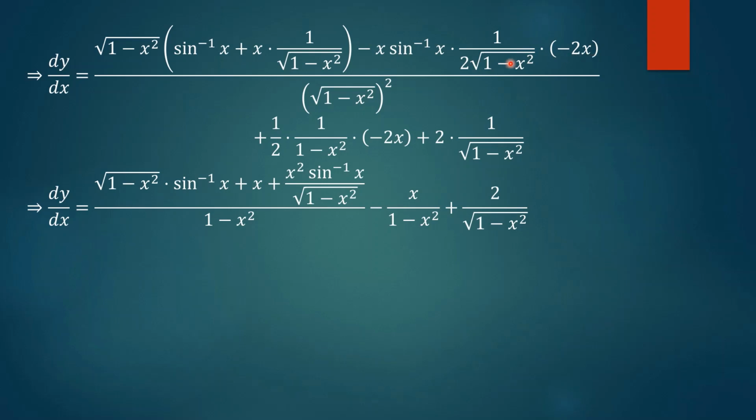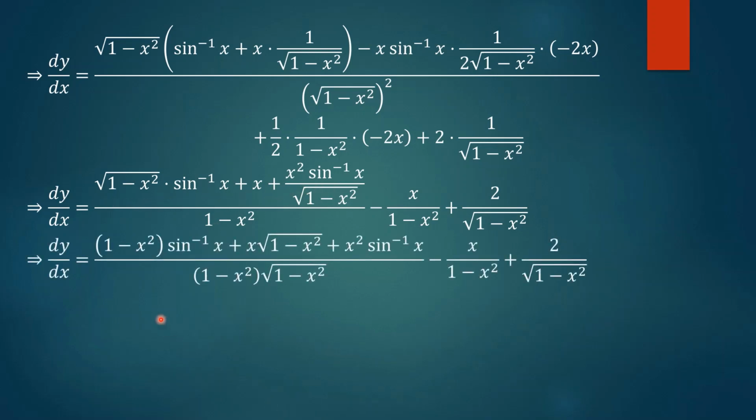Then this x and this x make x square into sine inverse x, divided by 1 minus x square. And in the whole term, the square and the root over will eliminate each other. It is simply 1 minus x square. Then here it is minus, so minus is taken here. 2 and 2 are cancelled, so it is simply x by 1 minus x square. Plus, it can be written as 2 by 1 minus x square. Is that clear?